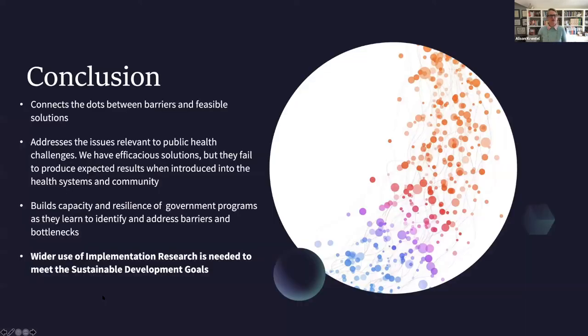So in conclusion, implementation research connects those dots between barriers and feasible solutions. It addresses the issues that are relevant to public health challenges that we see today. We do have efficacious solutions, but they fail to produce the expected results when we introduce them into the messiness and the complexity of health systems and communities.